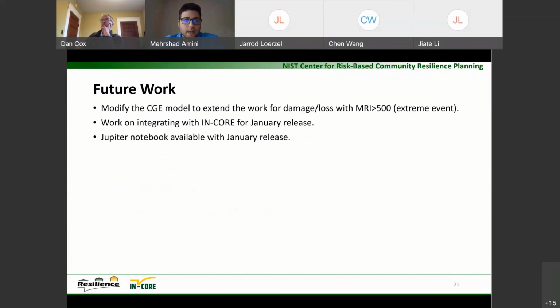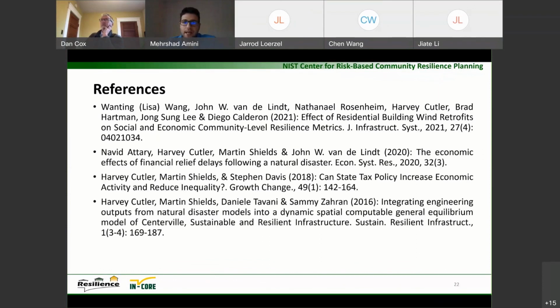As future work, we are aiming to modify the CGE model to extend the work for damage and loss with a return interval larger than 500, which is defined as an extreme event. We are working on integrating with INCORE for the January release, and the Jupyter notebook will be available by the January release too. And this is just a list of the references that I used for this presentation and the research.